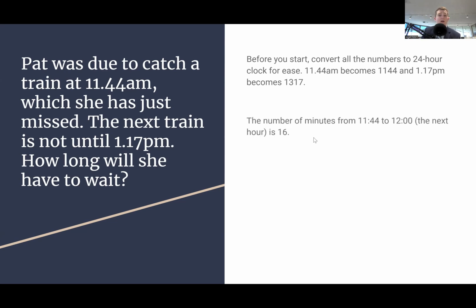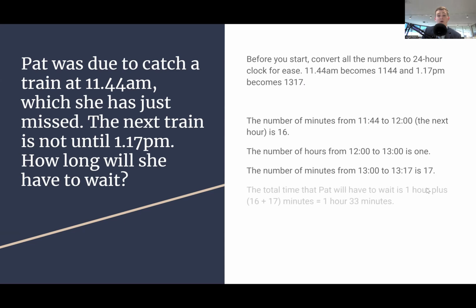Let's continue on. So number of minutes from 11:44, we're going to round up to the next hour, 12 o'clock, is 16 minutes. So we'll write that down, 16 minutes. The number of hours from 12 to 1 o'clock, or 12 to 1300, is 1 hour. And the number of minutes from 1 o'clock, 1300, to 13:17 is 17 minutes. So now we've got 16 minutes, 1 hour, and 17 minutes. So we're going to bring all those together. So the total time that Pat will have to wait is 1 hour plus 16 and 17 minutes, giving us a total of 1 hour and 33 minutes.